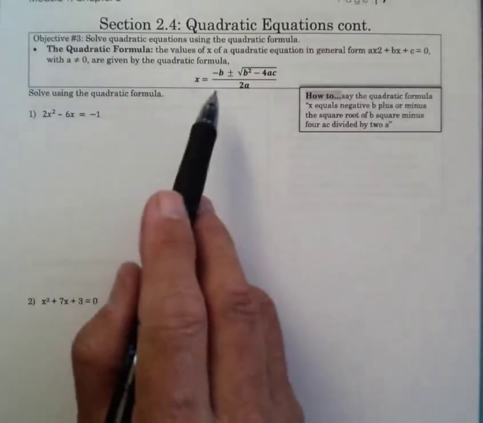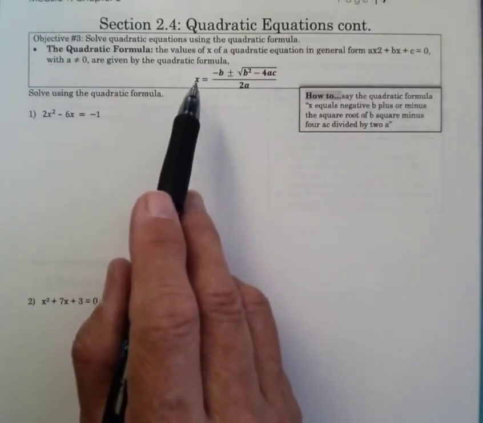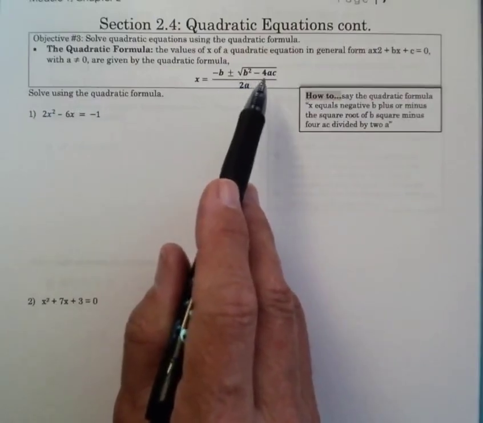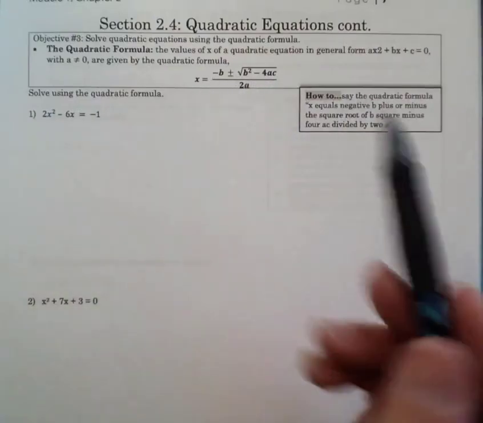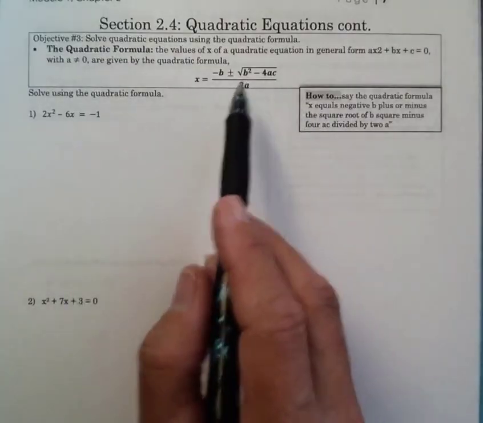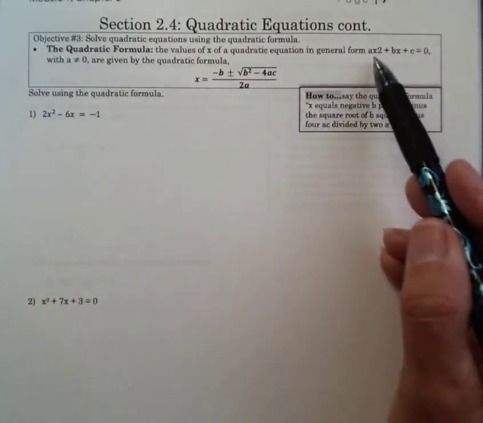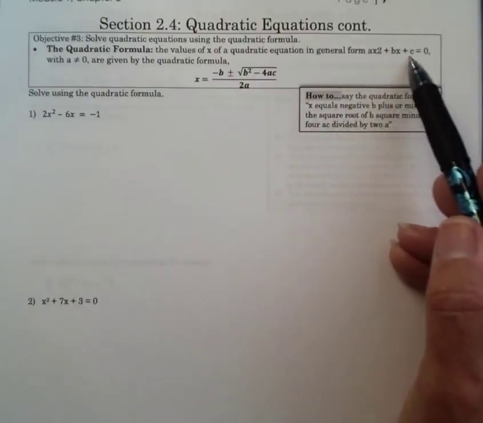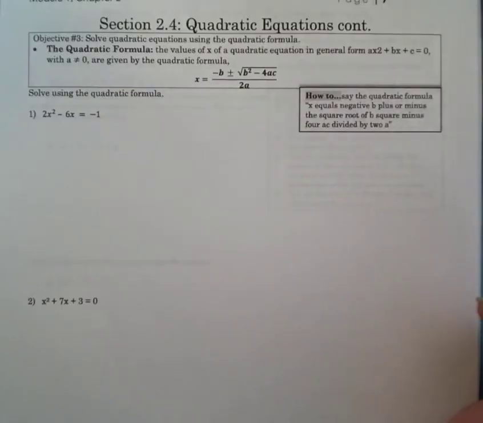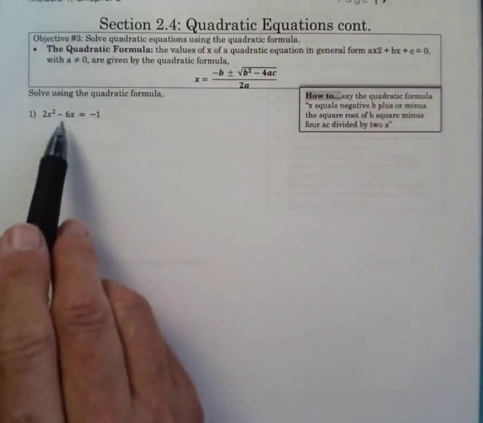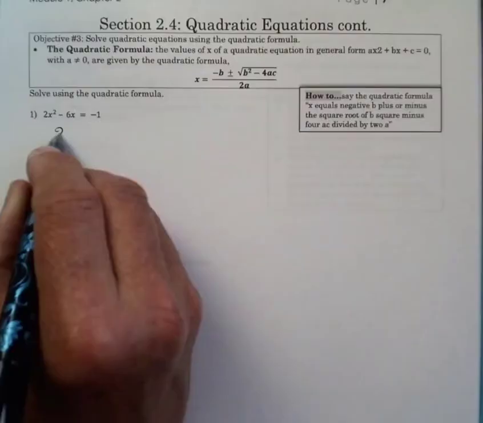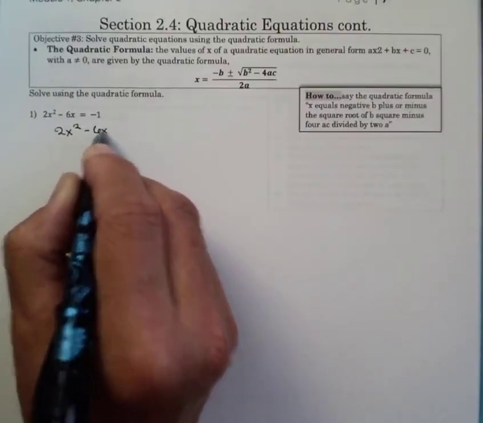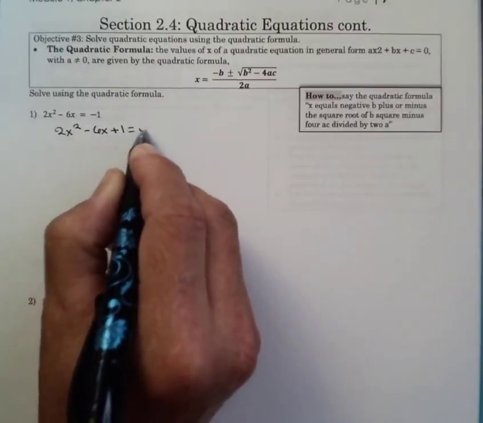Now, it's got to be memorized. If you haven't already, you should memorize that x is equal to negative b plus or minus the square root of b squared minus 4ac, and all of that is over 2a. To make it work, the equation has to be in the form of ax squared plus bx plus c is equal to 0. It has to be in that format. This first one is not, but it's easy to get it there. We say 2x squared minus 6x plus 1 is equal to 0.